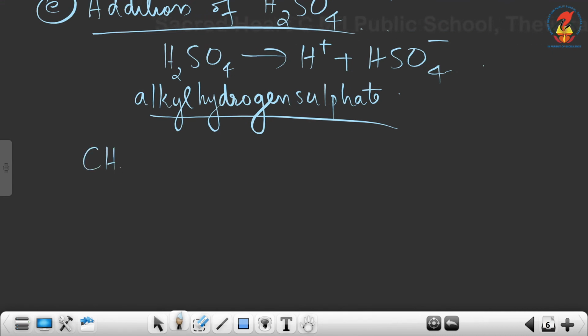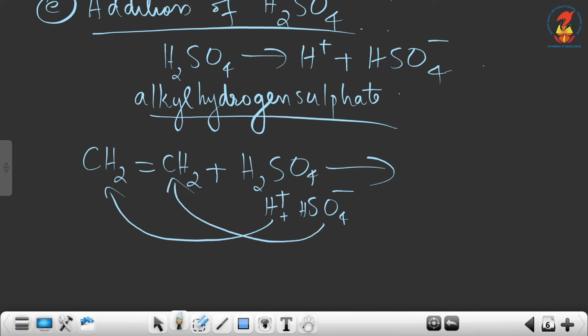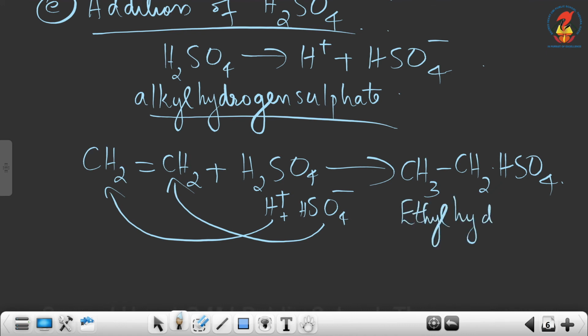Example: CH2 double bond CH2, ethene, a symmetrical alkene, plus H2SO4 gives... Now I told you H2SO4 dissociates into H plus and HSO4 minus. It's a symmetrical alkene, so H plus can add to either double bonded carbon atom, then HSO4 minus will add to the other carbon atom. Now the product will be CH3 single bond CH2 HSO4. Alkyl hydrogen sulfate is the product. Here we have two carbons, so the alkyl group is ethyl: ethyl hydrogen sulfate.